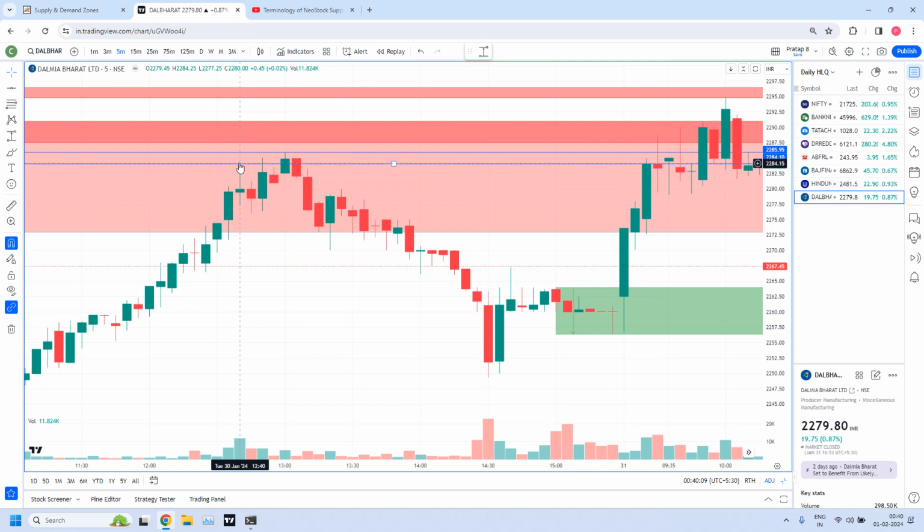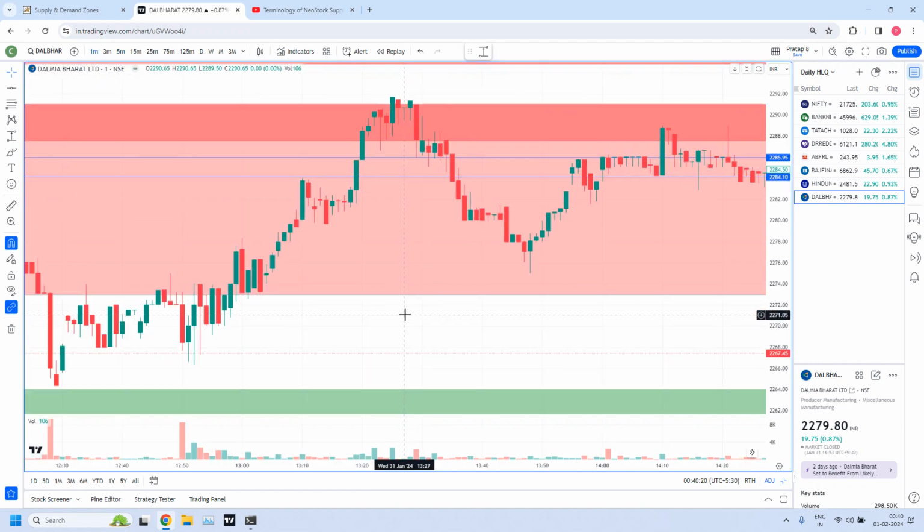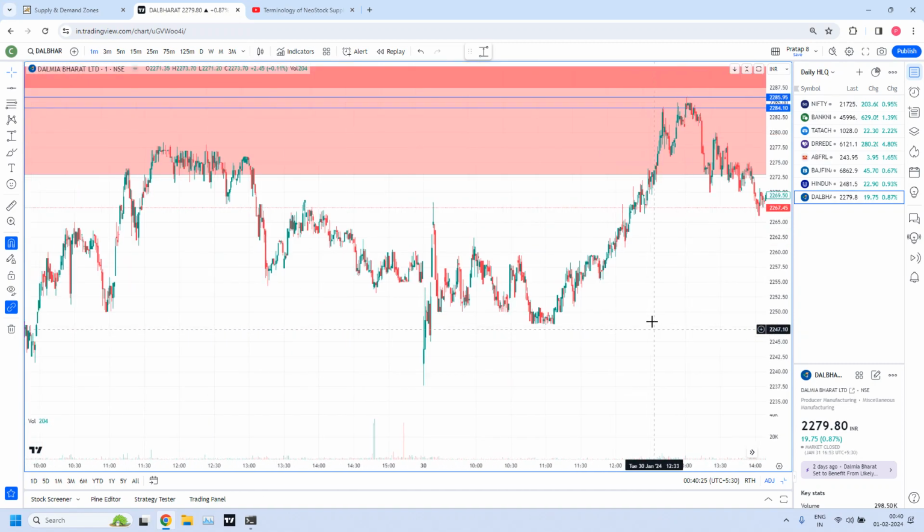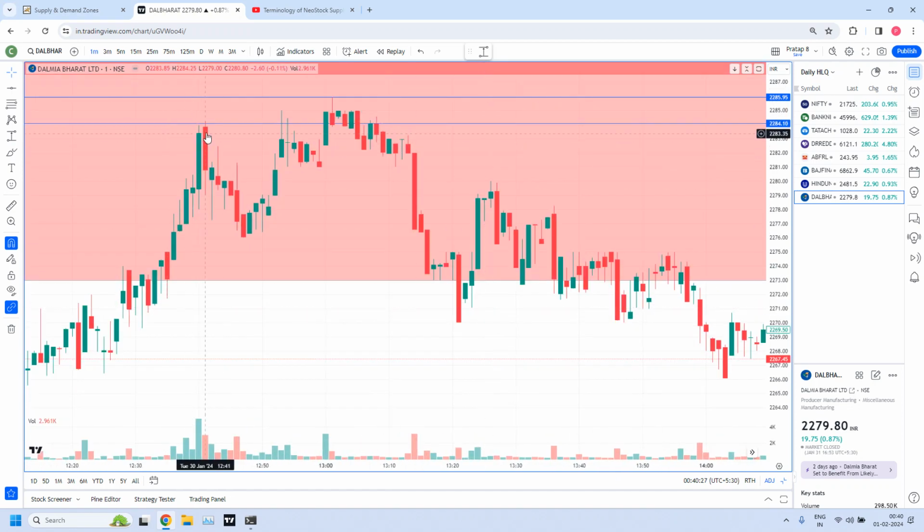See here, this is the first 5 minutes candle. This is the second 5 minutes candle. This is the third 5 minutes candle. This is the fourth 5 minutes candle. If you look into 1 minute, you get better clarity how much time prices were there in this area. So this is what happened. This is the first, second, third, fourth, fifth, sixth. Moreover, one candle is there inside. 7th, 8th, 9th, 10th, 11th. 11 minutes it stayed inside that zone.